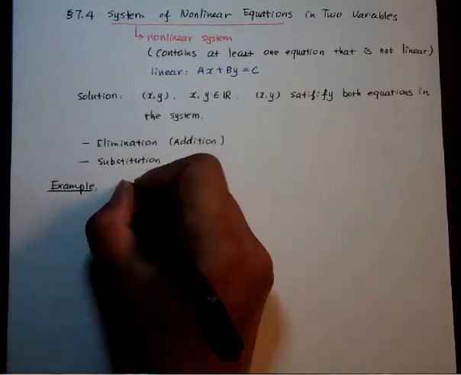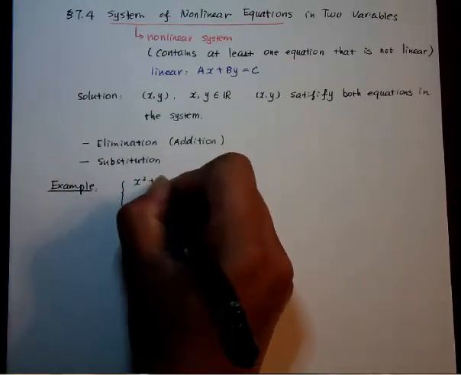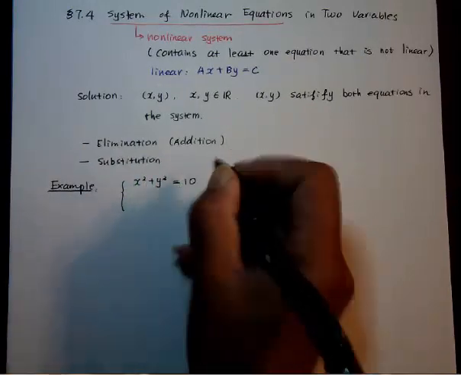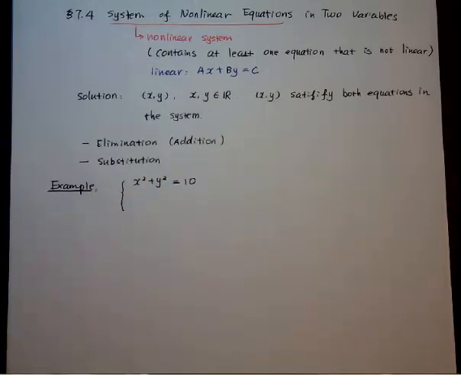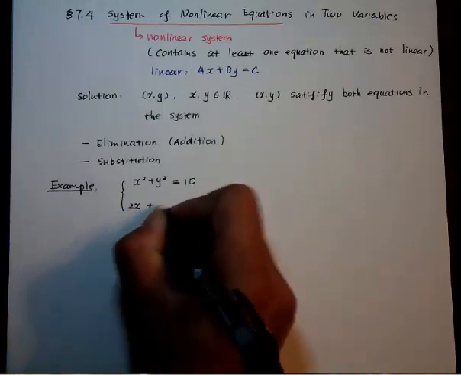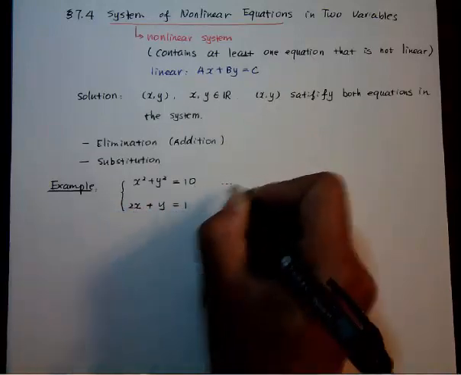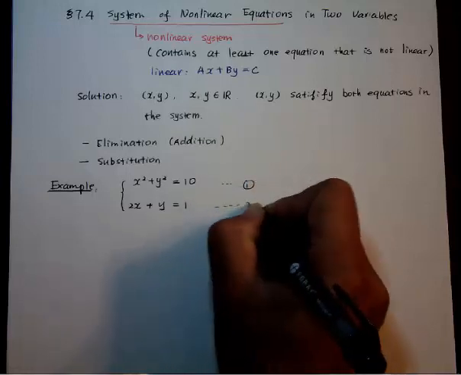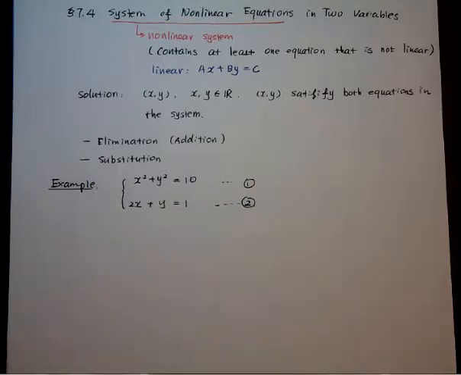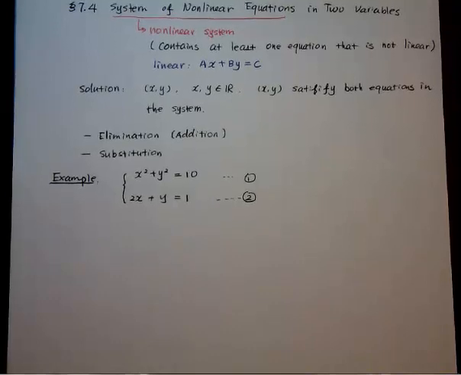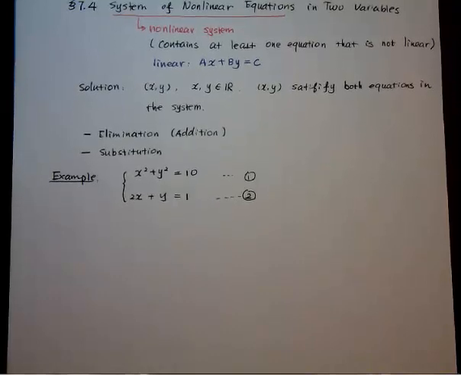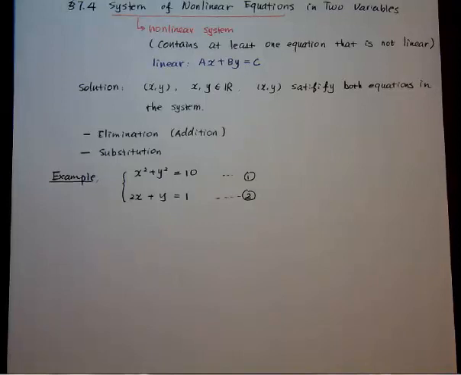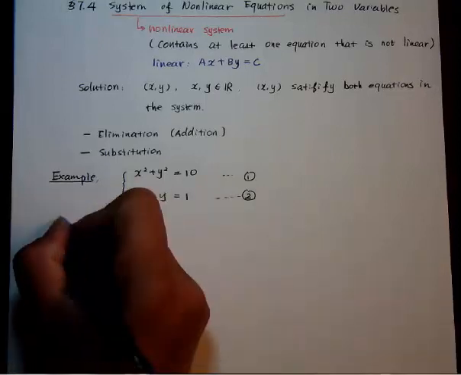For instance, let's take a look at this system of equations. x squared plus y squared equals 10. So that's a circle with center (0, 0) and radius square root of 10. Another one is 2x plus y equals 1, and this is a linear equation. But we have one equation that is nonlinear, so this is called a nonlinear equation system. Well, in this problem, indeed, we can use both methods, the substitution method or the elimination method. Let's take a look. We will use the substitution method.